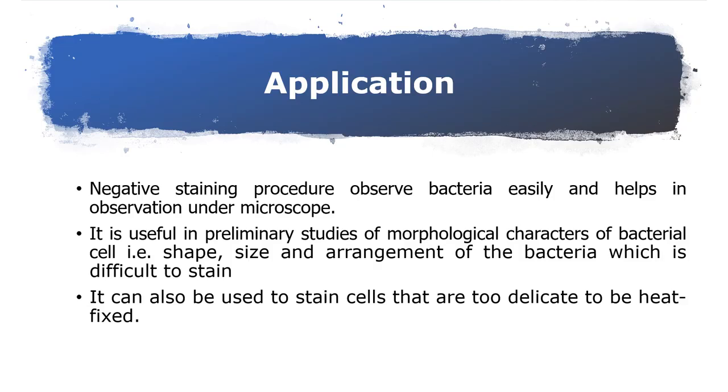Applications of negative staining. The negative staining procedure allows bacteria to be observed easily under the microscope. It is useful in the preliminary studies of morphological characters of bacterial cells, that is shape, size and arrangement of the bacteria, which are difficult to stain. It can also be used to stain cells that are too delicate to be heat fixed, which is a procedural part of other staining procedures.